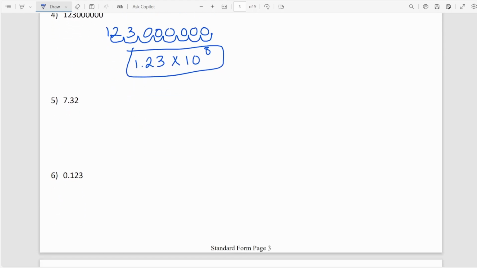All right, so example 5, we have 7.32. So we'll write it out. Now, if you take a look here, decimals right here, should I move to the right or to the left? Either one would be wrong, because the number is already bigger than or equal to 1. It's already less than 10. All right, so this number is just straight, ready to go, okay?